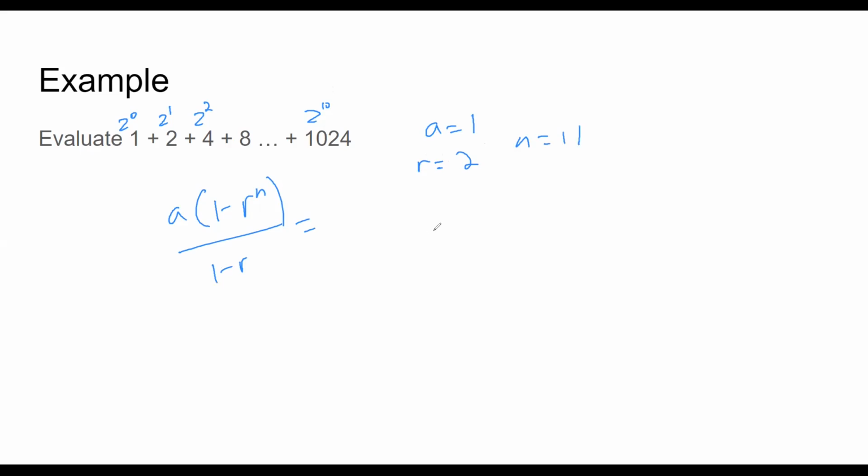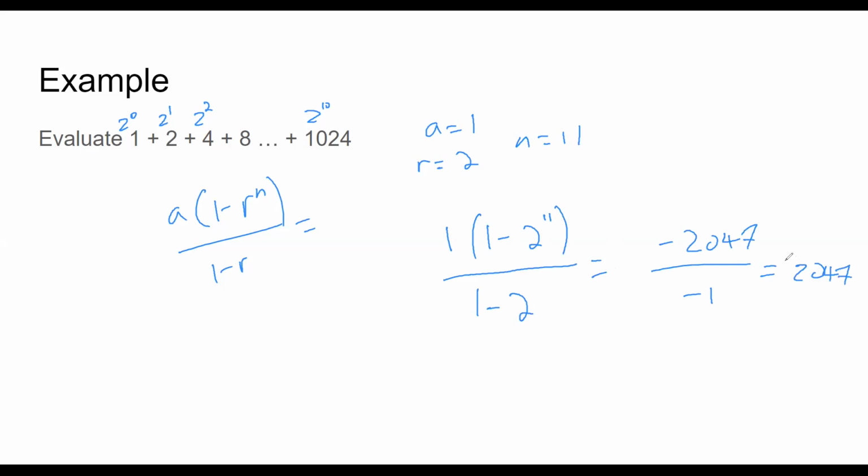Then I should substitute the values. We have 1 times 1 minus 2 to the 11th power over 1 minus 2. This is going to give us negative 2047 over negative 1, which is going to give us 2047. That's an application of this formula.